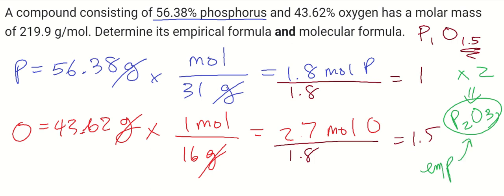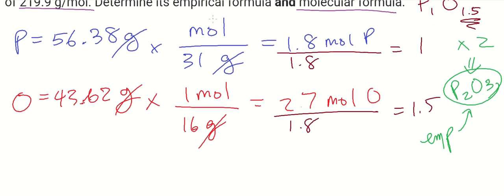Now we need to figure out what the molecular formula is using the molar mass. We have to give you that information, so that's 220. The molar mass is 220, and that's of the whole molecule. What we're going to do is see how many times the empirical formula mass, which is the lowest ratio of the molecule, goes into it.